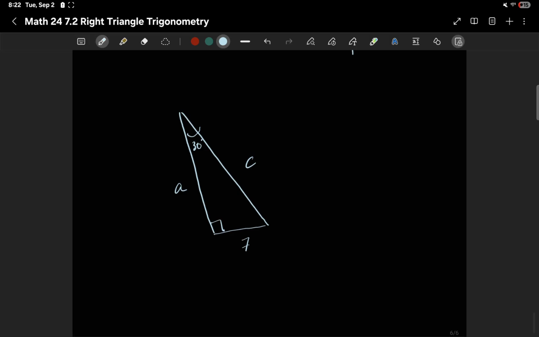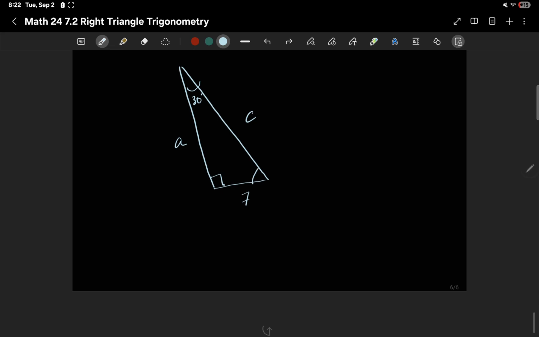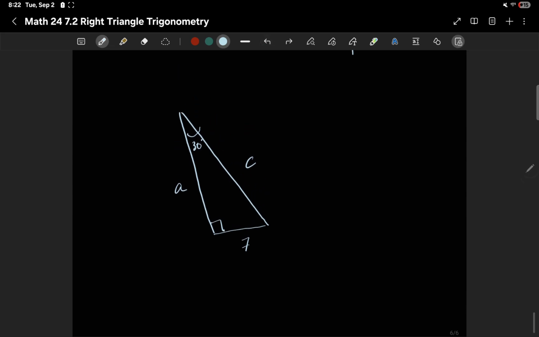Now, certainly we can figure out what the missing angle is here, right? Because all triangles add up to 180. So even if they don't tell us, we know that this is a 60-degree angle, but let's just assume we don't know what it is because it doesn't really matter.